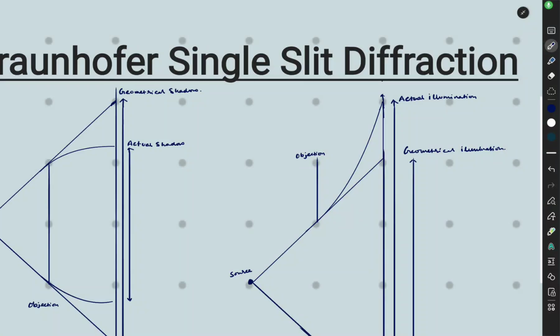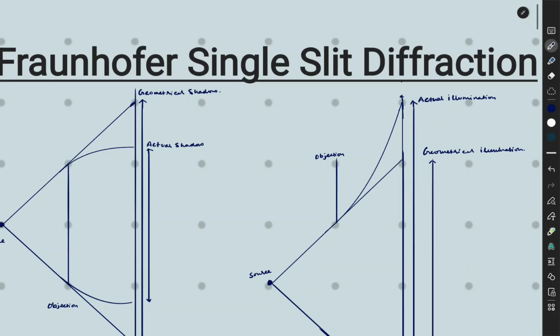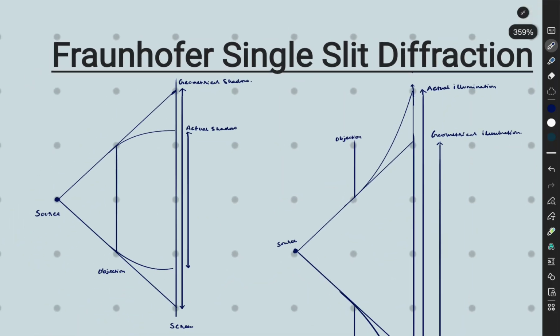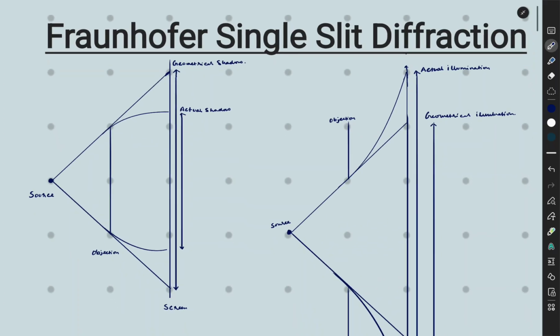Everyone, so today we are going to discuss the Fraunhofer single slit diffraction. So in this topic we will see how light, when it passes through or rather touches a sharp object and falls on a screen, bends.